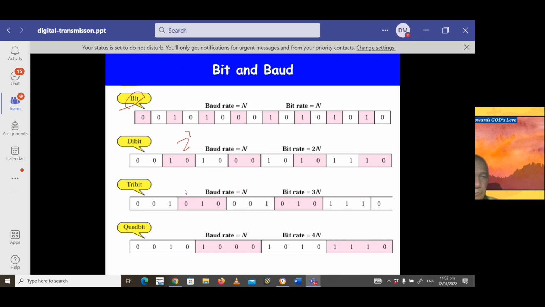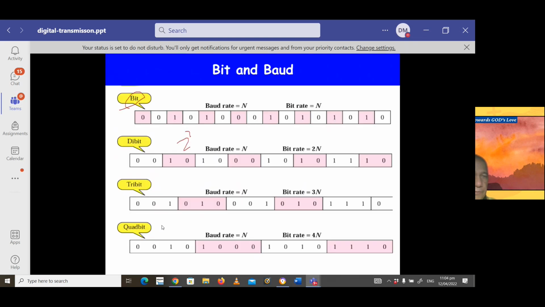And then for tri-bit, 2 raised to 3, so 8 combinations from 000 to 111. And then for the quad bit, 2 raised to 4, 16 combinations. All of them have a baud rate equal to n, and the bit rate is increasing.